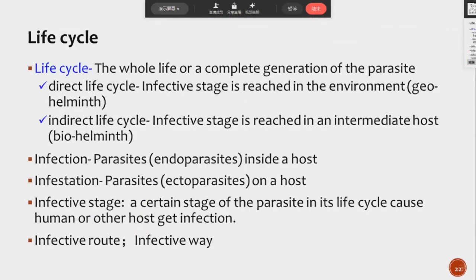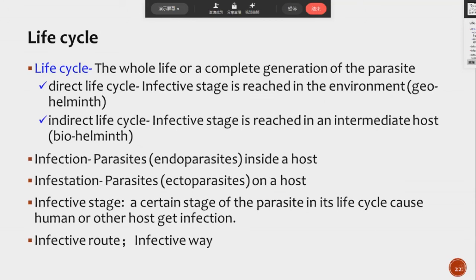So during parasitism, the beneficiary, the parasite, also has a lifespan. They need a certain environment, they have certain stages, and they need certain reproduction ways and certain nutrients. For these, we call it the parasite life cycle. The life cycle is the whole life, or a complete generation, of a parasite.